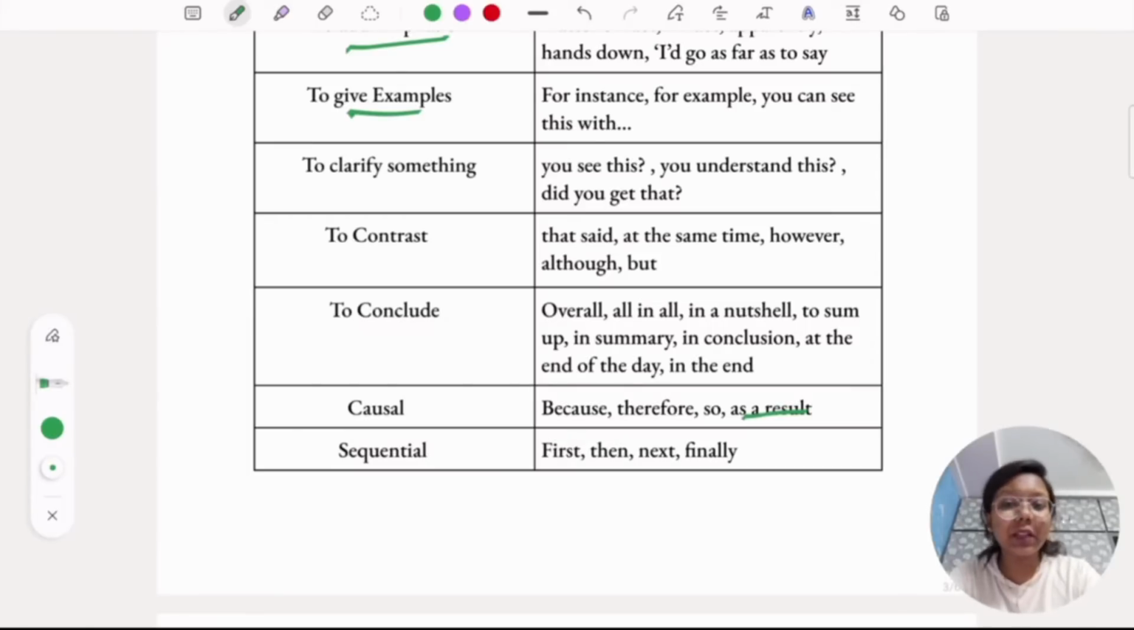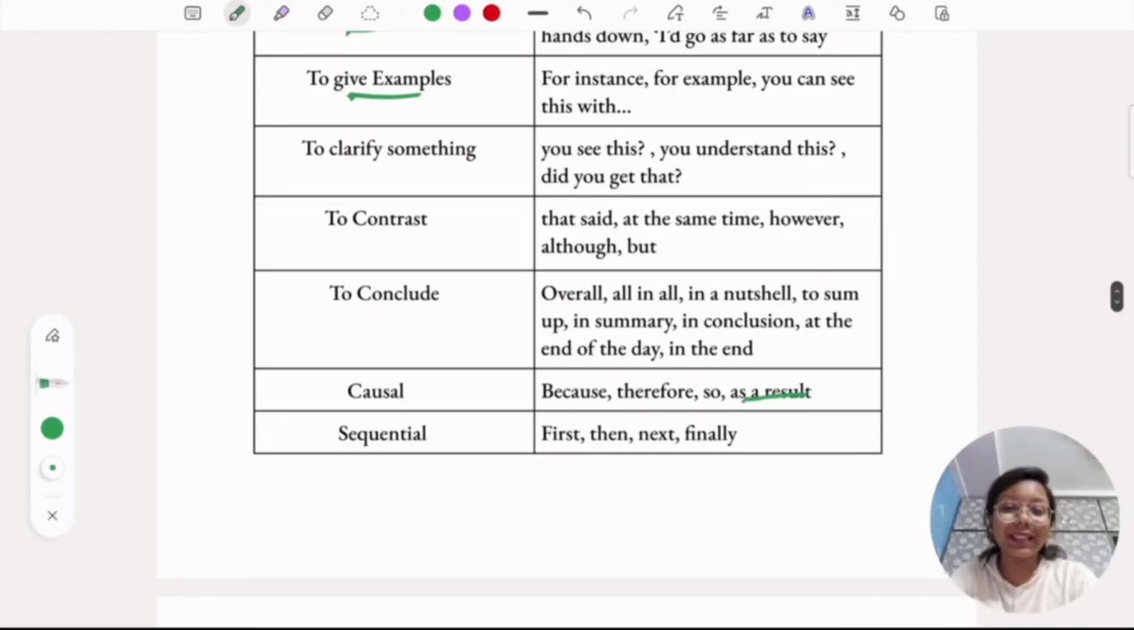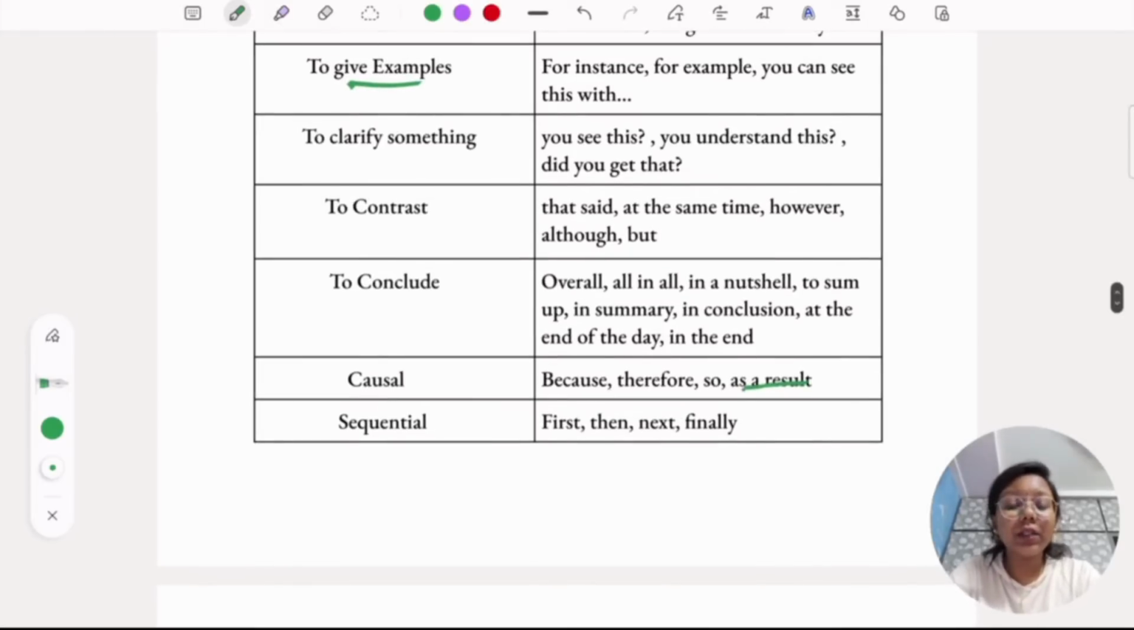We generally use these very frequently in conversations: did you get that? You see this? You understand this? These are all discourse markers. And to contrast: although, at the same time, however. To conclude: overall, all in all, in the end. And causal, for reasoning: because, therefore, so, as a result. And sequential: first, firstly, secondly, next, finally. All these come under sequential discourse markers.